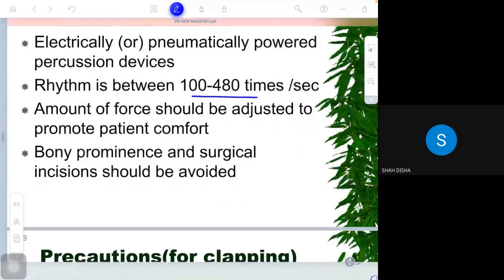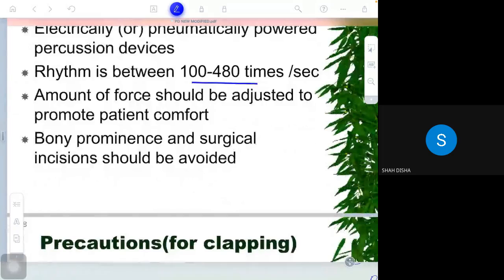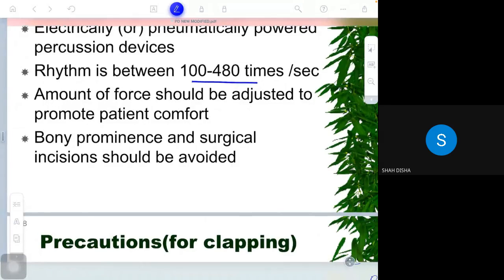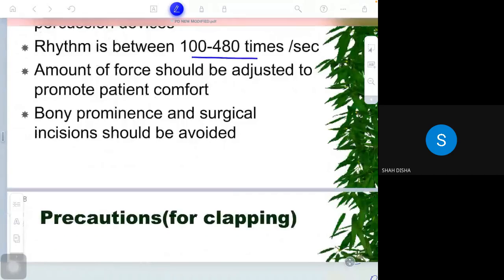So the amount of force should be adjusted according to the patient's comfort, because the patient may have chest pain. Clear? The intensity of the clapping should be according to the severity of the patient. And you should avoid clapping over bony prominences and surgical incisions. Clear?